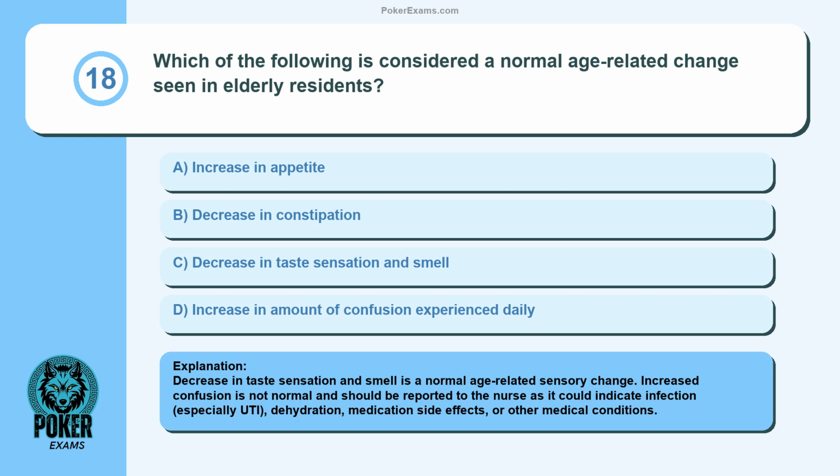Decrease in taste, sensation, and smell is a normal age-related sensory change. Increased confusion is not normal and should be reported to the nurse as it could indicate infection, especially UTI, dehydration, medication side effects, or other medical conditions.